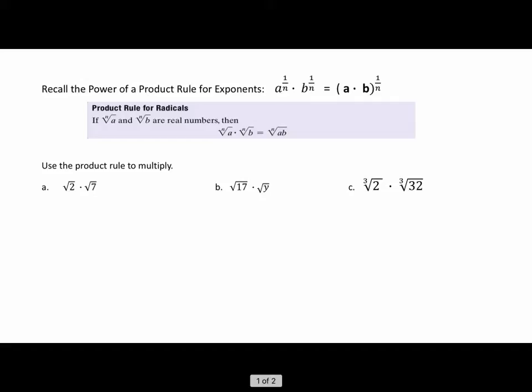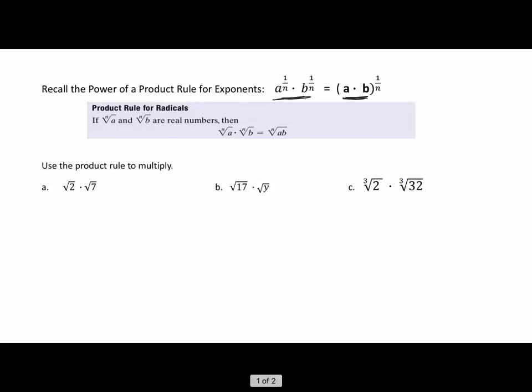So if you recall the power of a product rule for exponents, if you have a product raised to a power, then each factor of that product gets that power. We also had talked about how you can take the product of two factors with the same denominator in the exponent and combine those into a product raised to that common exponent.